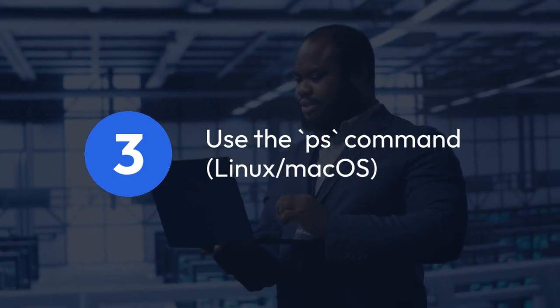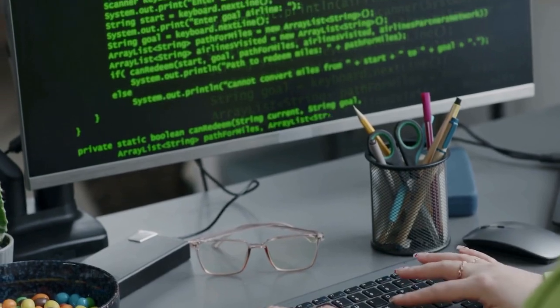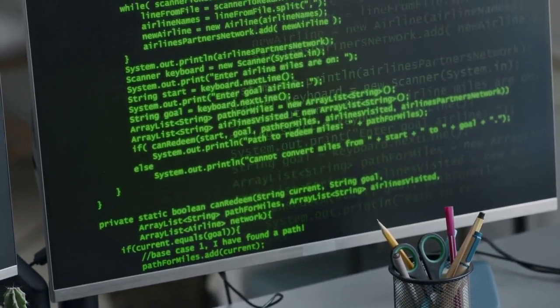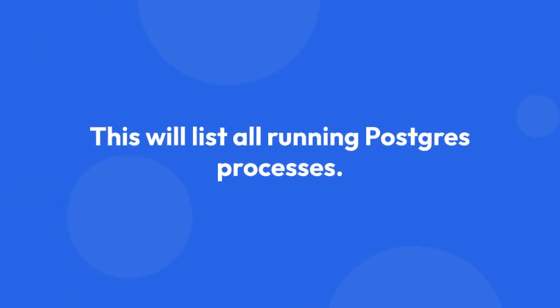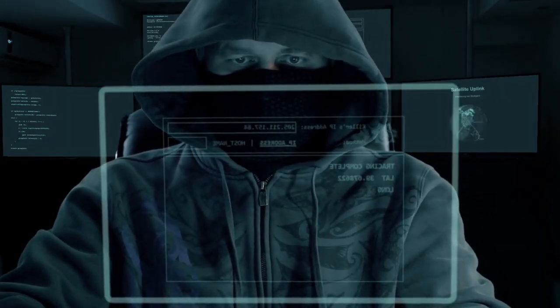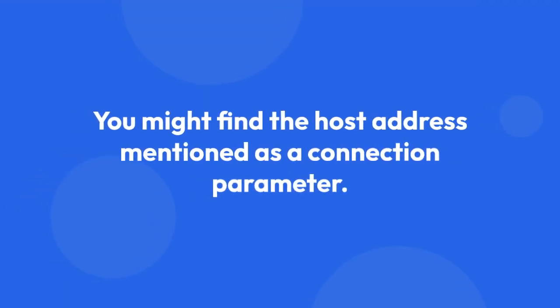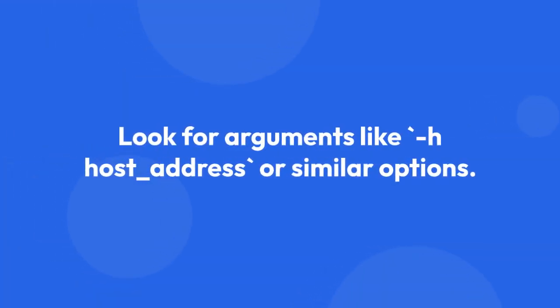3. Use the ps command, Linux, Mac OS. On Linux or Mac OS systems, use the `ps aux | grep postgres` command in your terminal. This will list all running Postgres processes. Examine the command line arguments of the Postgres processes. You might find the host address mentioned as a connection parameter. Look for arguments like `-h`, `--host=host_address`, or similar options.